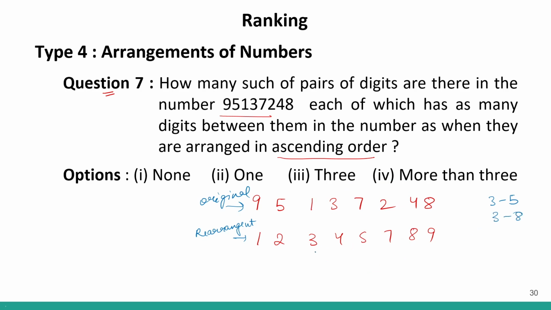Clear? Then we have 3 and 9. So 3 and 9 has 1, 2, 3, 4 digits. And over here 3 and 9 has 2 digits. So this is not the same. Moving on to 4. So 4, 5 is 1 digit. 4, 5 over here is a long distance. So not the same. 4, 7 is 1 digit. And over here also 4, 7 is 1 digit. So the next pair we have found out is 4, 7.